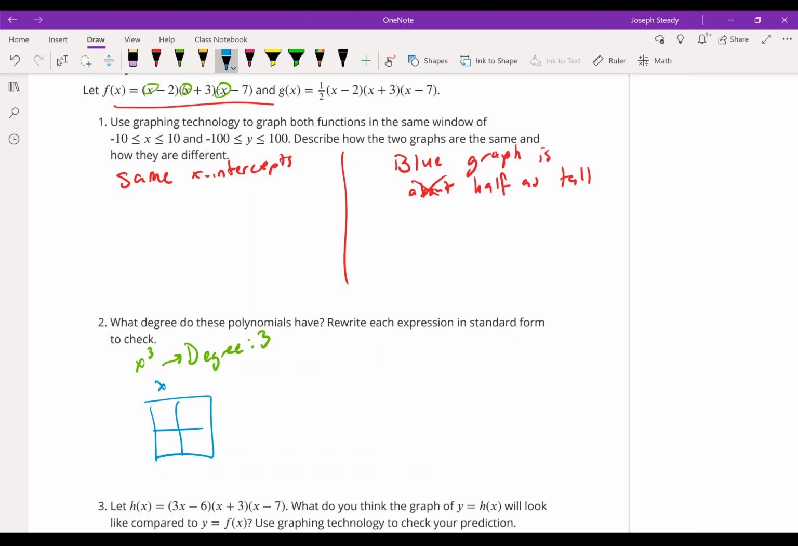X minus 2 and x plus 3. They give us x squared minus 2x plus 3x minus 6. Those combine to give us x squared plus 1x minus 6. Now remember, I still have that times x minus 7. So now I've got to do another multiplication problem here.